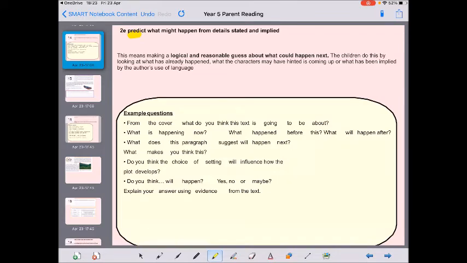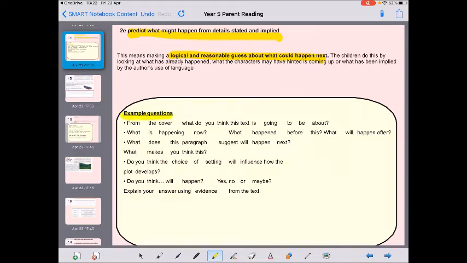Content domain 2E is predicting what might happen from details stated and implied. This means making a logical and reasonable guess about what could happen next. The children do this by looking at what has already happened, what the characters may have hinted is coming up, or what has been implied by the author's use of language.